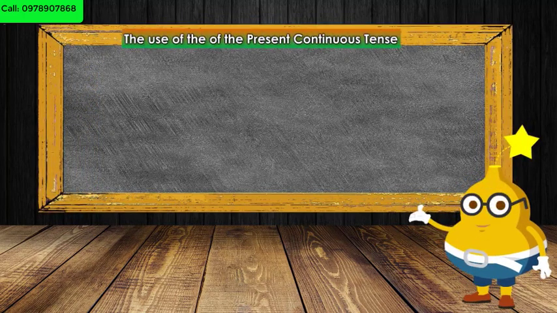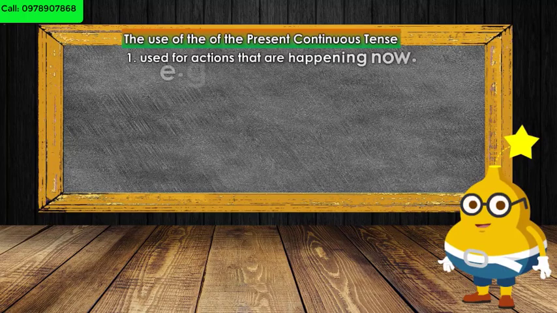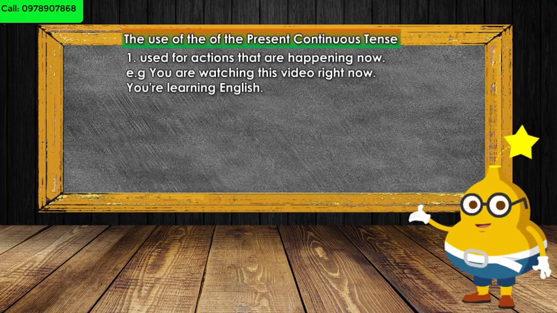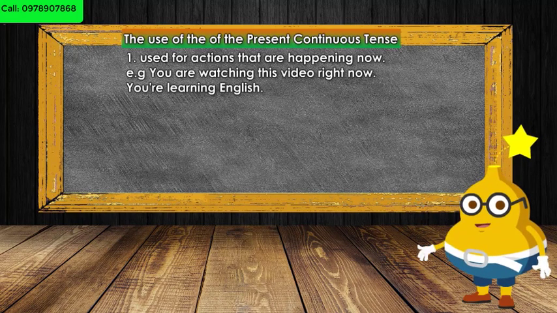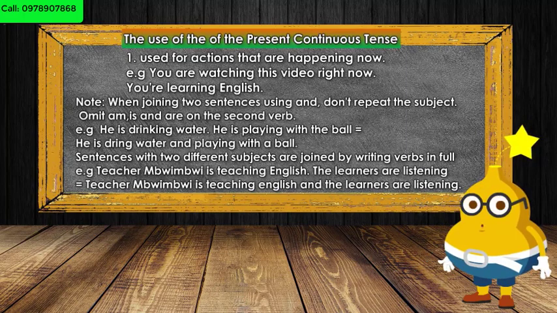The present continuous tense is used for actions happening right now. For example, the sentences, you are watching this video right now and you are learning English. Note that when joining two sentences that have verbs in the present continuous tense using and, we don't repeat the subject. We also omit helping verbs from the second main verb.